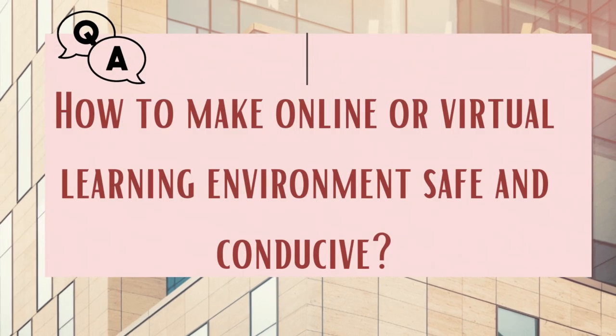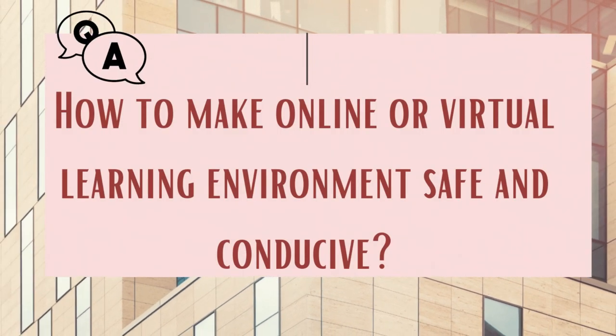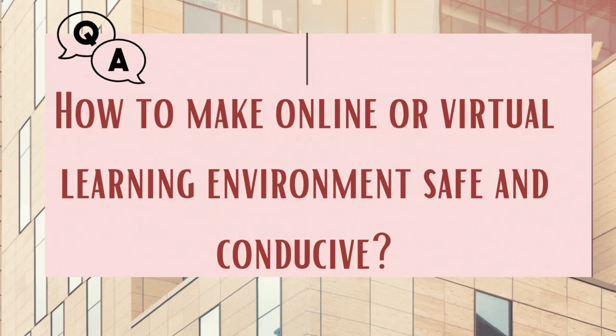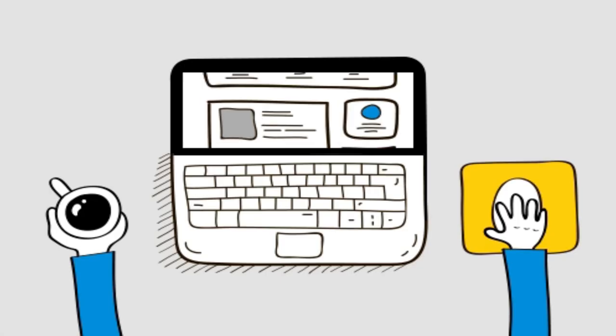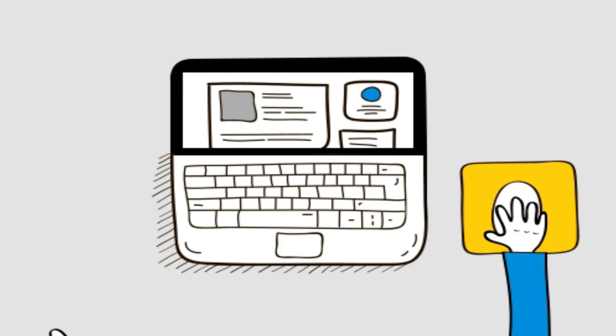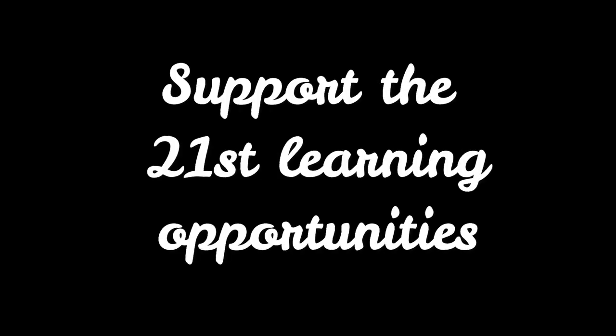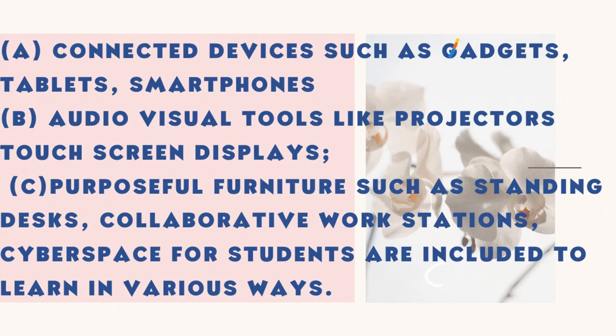How to make online or virtual learning environment safe and conducive? In the new normal education, schools aligned physical to flexible spaces that integrate various technology to support 21st century learning opportunities. The elements of a) connected devices such as gadgets, tablets, smartphones, b) audiovisual tools like projectors, touchscreen displays, and c) purposeful furniture such as standing desks, collaborative workstations, cyberspace for students are included to learn in various ways.